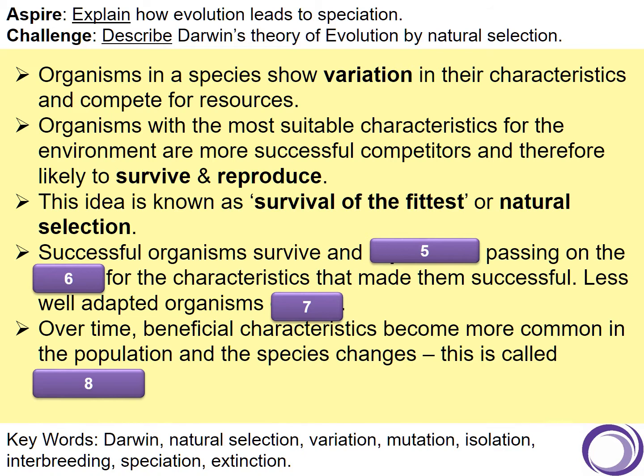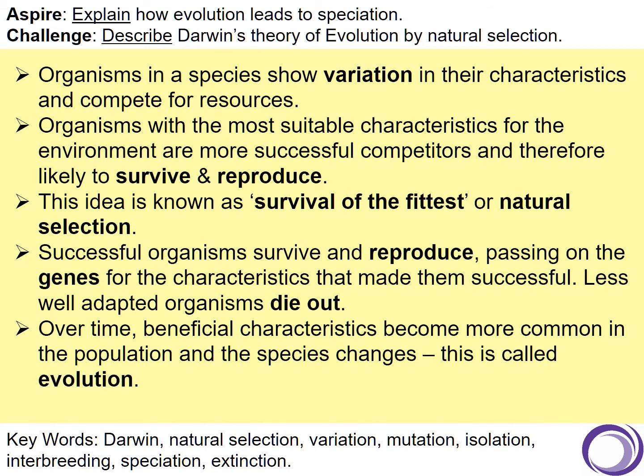Successful organisms survive and reproduce, passing on the genes for the characteristics that made them successful. Less well-adapted organisms die out, or you might have put become extinct. Over time, beneficial characteristics become more common in the population and the species changes. This is called evolution. So if you want to pause the video and make a note of those five statements, it does give you a nice summary paragraph of natural selection and evolution.